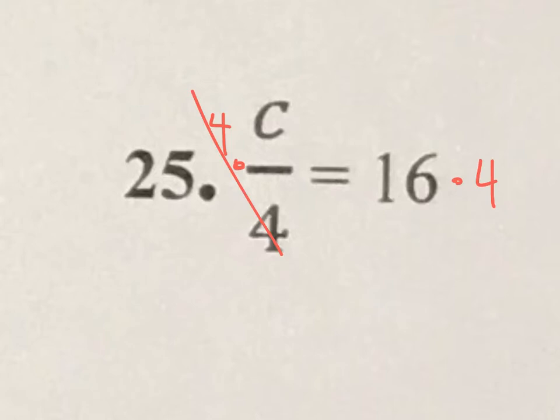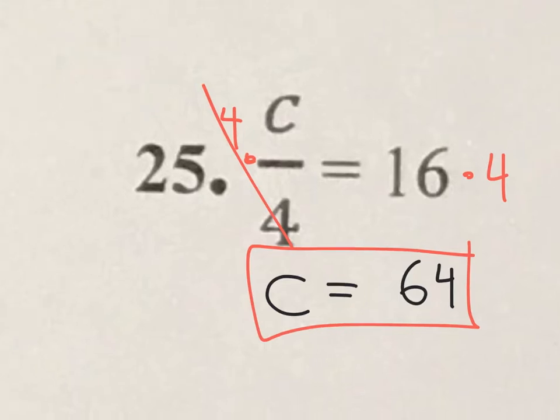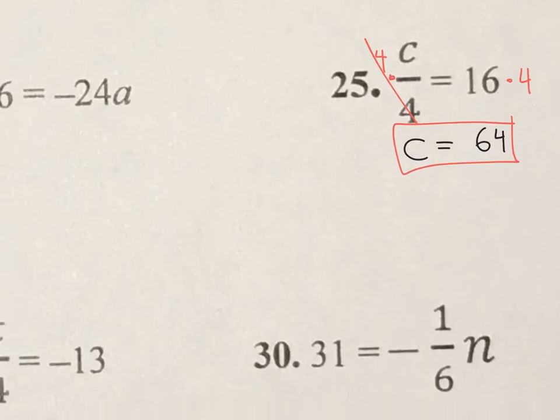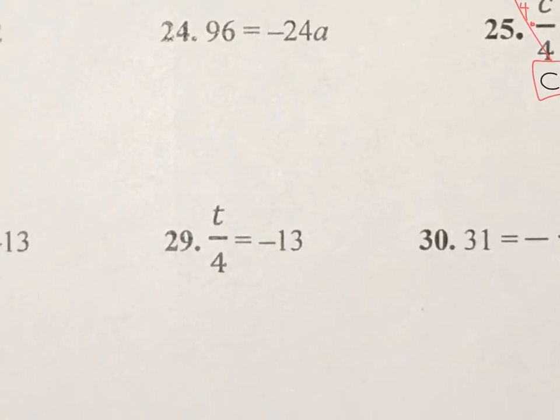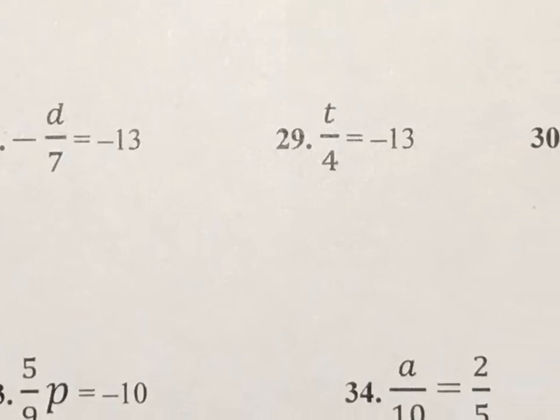So what do we have left? We have the c left over, we have an equal sign, and 16 times 4 is 64. So that's your final answer right there. Now, the point I want to make here is that if you guys think fractions are difficult, they're not. Because any fraction you have in an equation, even if you have multiple fractions in equations, you could get rid of them by multiplying by the denominator.